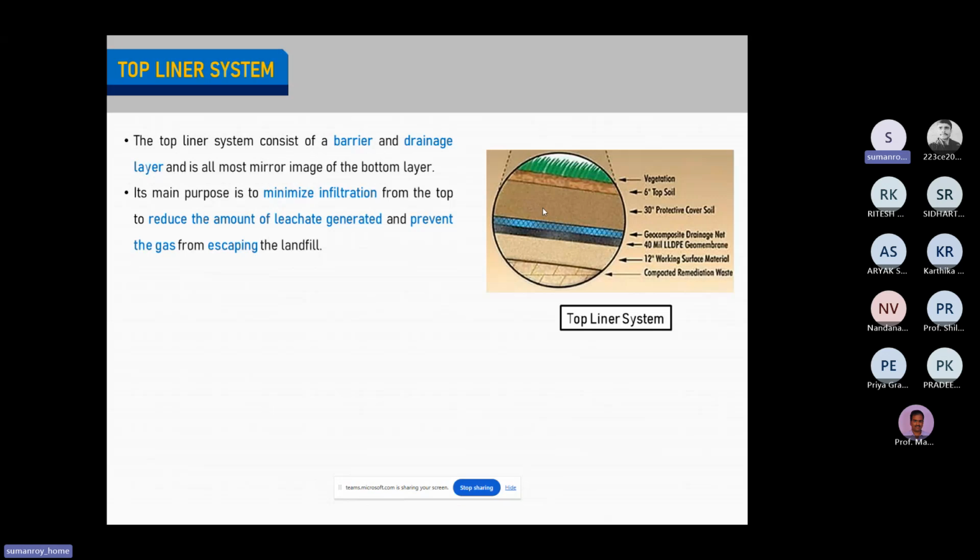Sometimes you will see that a layer of vegetation is provided at the top of this protective cover soil, to give a good look at the top and also to prevent much evaporation of this cover soil. Okay.